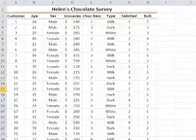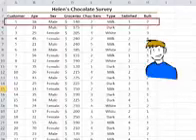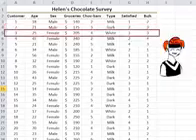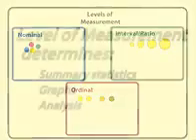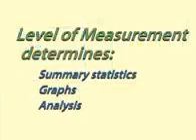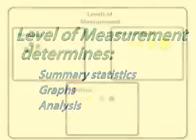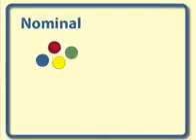When we store this data in a spreadsheet or a database, each row corresponds to a single observation, and each column is a variable. Level of measurement. The level of measurement used for a variable determines which summary statistics, graphs, and analysis are possible and sensible. The nominal level is the most basic level of measurement.